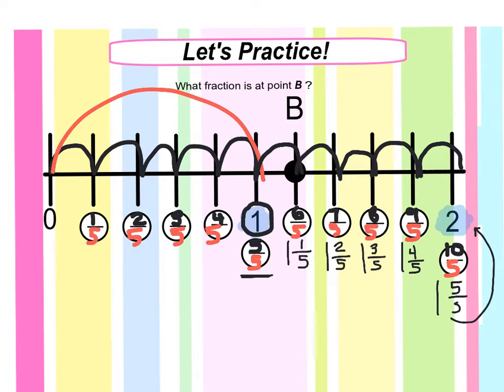So my answer when answering the question, well, where is point B? I could say 6/5, which is equal to 1 and 1/5. We've talked about in the past how we don't like to leave our answer as an improper fraction. So the best way to answer where point B is at would be 1 and 1/5.